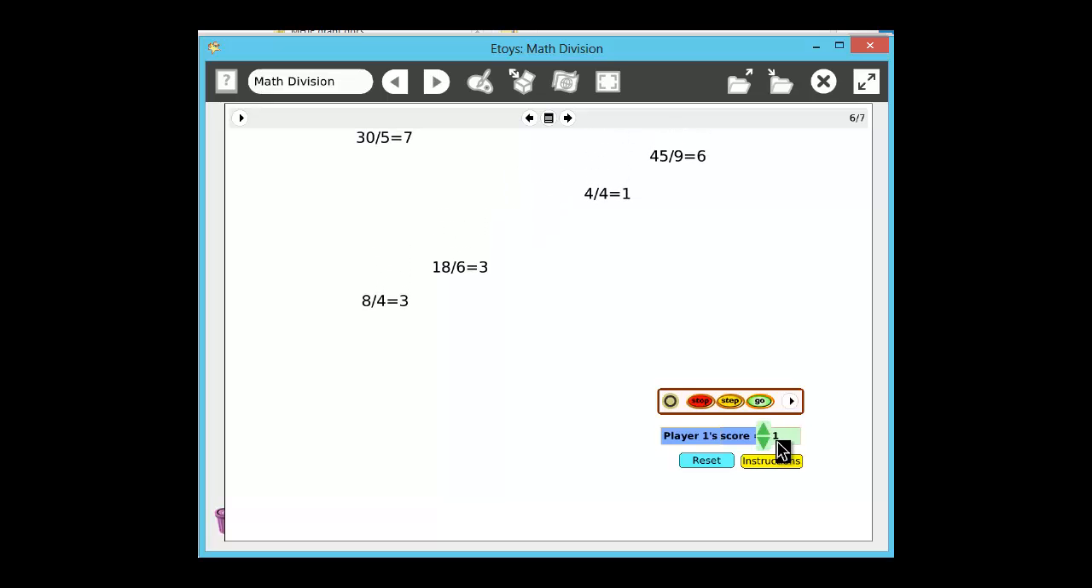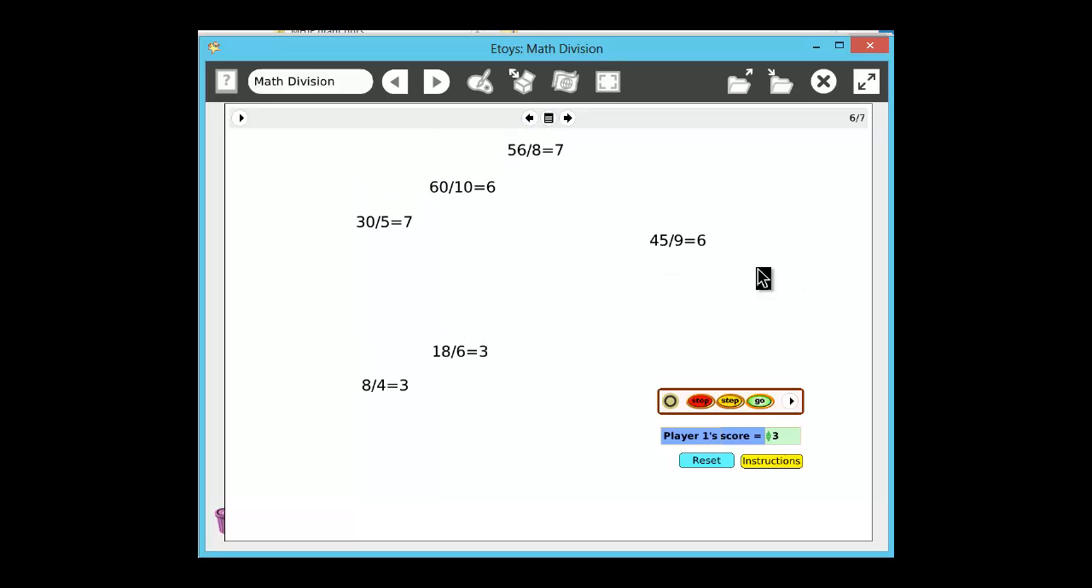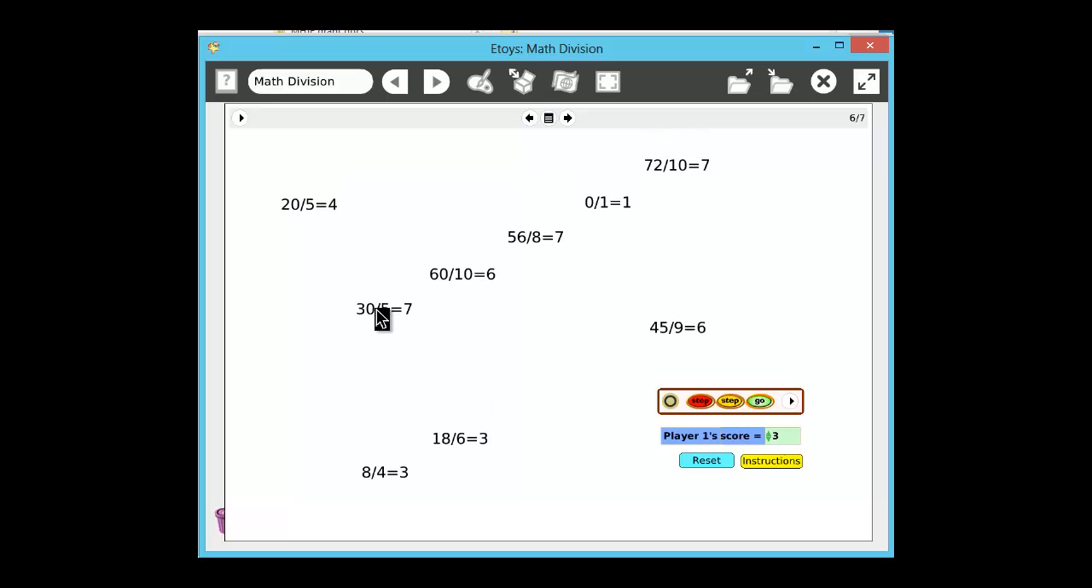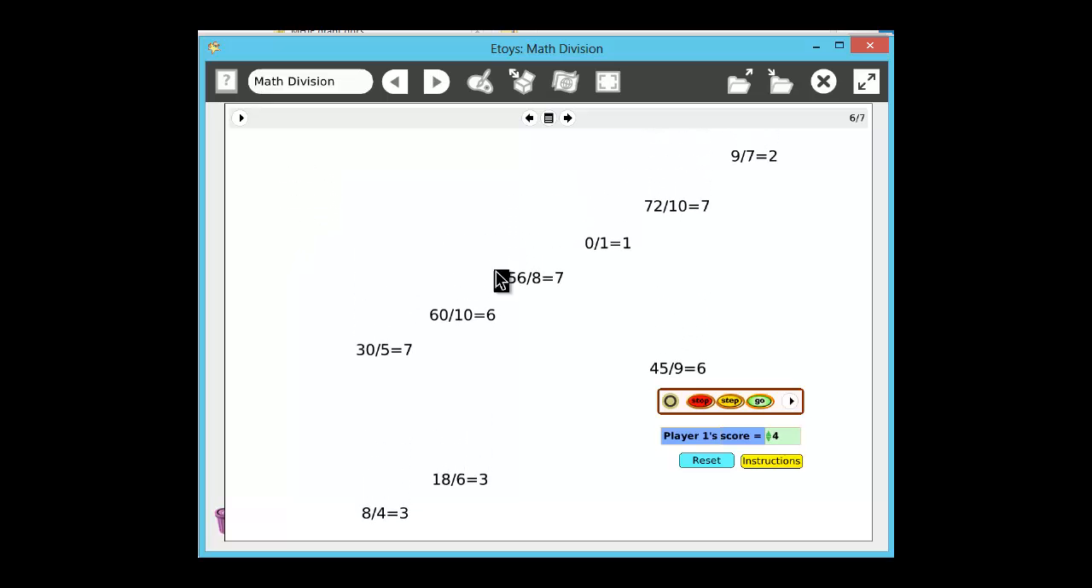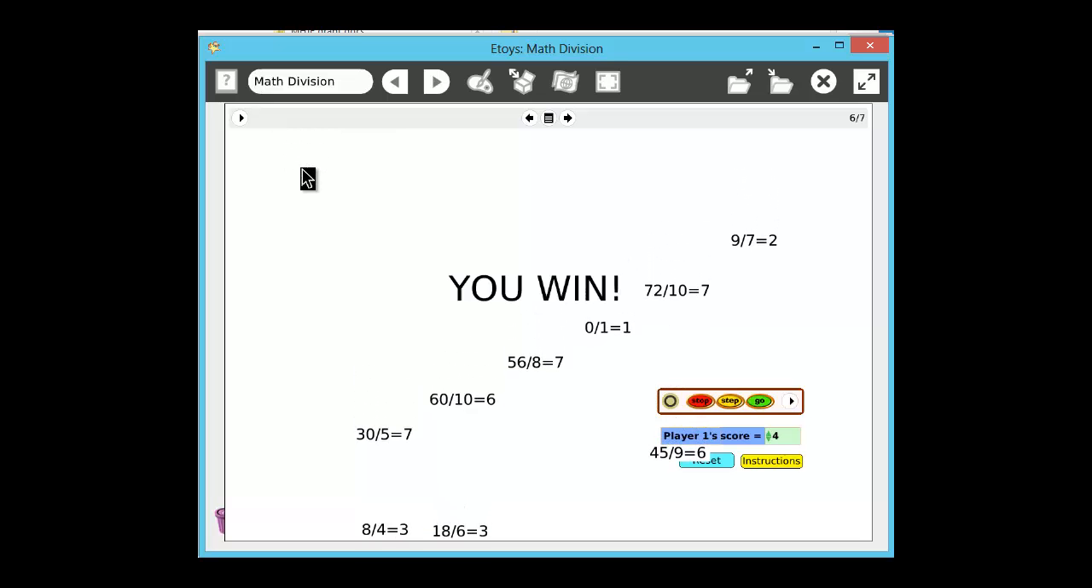So I get a score of 1 here. 4 divided by 4 is correct. 81 divided by 9 is correct. My score is 3. 30 divided by 5 is 7, not letting me get that one, but I can go 20 divided by 4, and once I hit the score of 5, I am going to win.